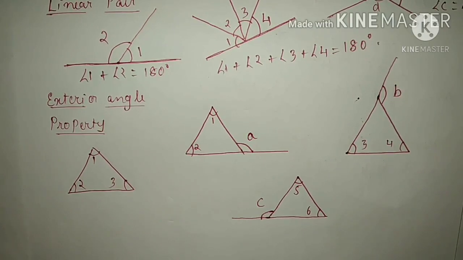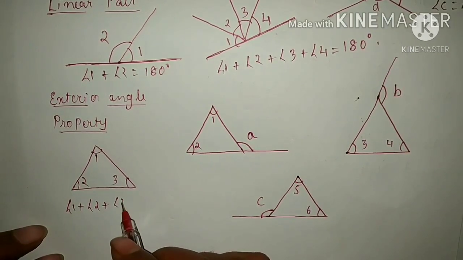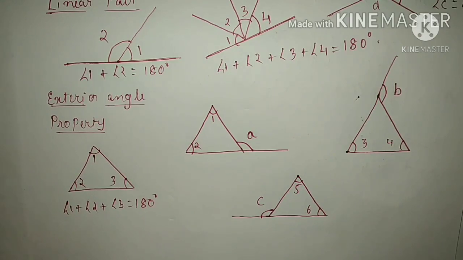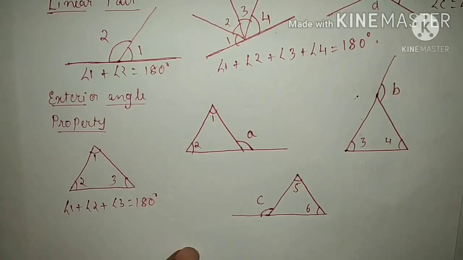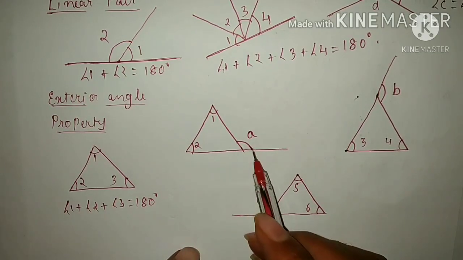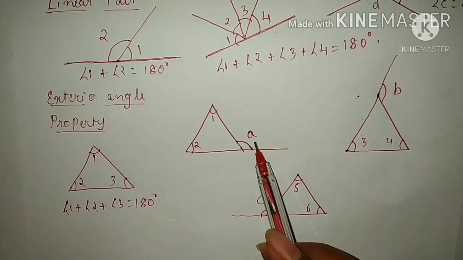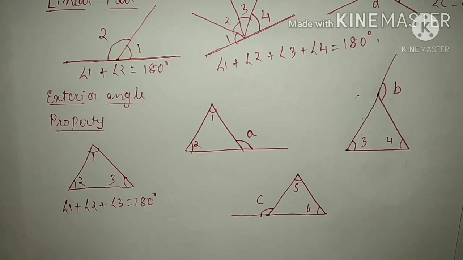Now we will study the exterior angle property of a triangle. In a triangle, we all know that the sum of all the angles is equal to 180 degrees. So angle 1 plus angle 2 plus angle 3 is equal to 180 degrees. Now suppose one side is extended in this triangle. So this angle A is the exterior angle. So this exterior angle will be equal to the sum of two interior angles.